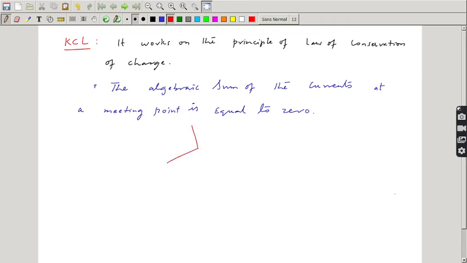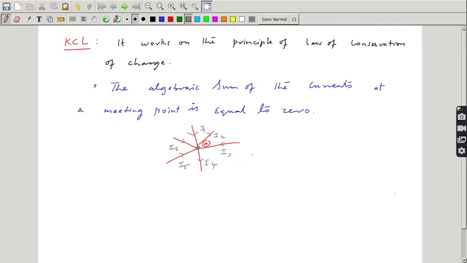Suppose different currents are coming or moving at this node. You can take this point A, and the currents I1, I2, I3, I4, I5, and I6. As per the statement of KCL, at this point, the sum of all the currents moving or meeting at this point is equal to 0.